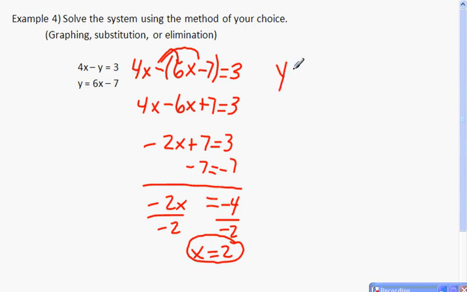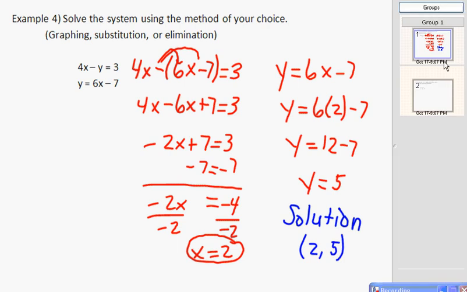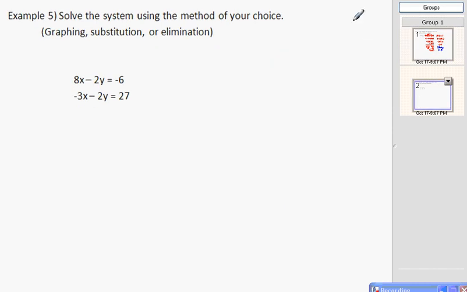Use this value here, substitute back into one of the original equations. So I'm going to use the equation y equals 6x minus 7. I'm going to substitute in for x, which we found out is 2. And we come up with y equals 6 times 2 is 12 minus 7. We find out that y equals 5. So your solution would be 2, 5. Solution 2, 5 is that point of intersection. We'll move on to example 5 here.